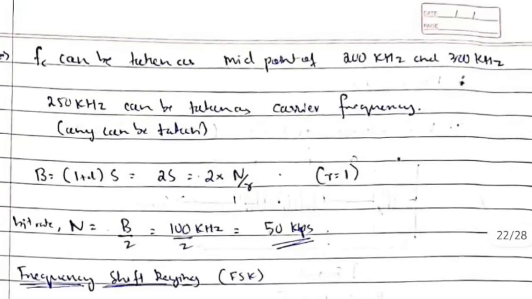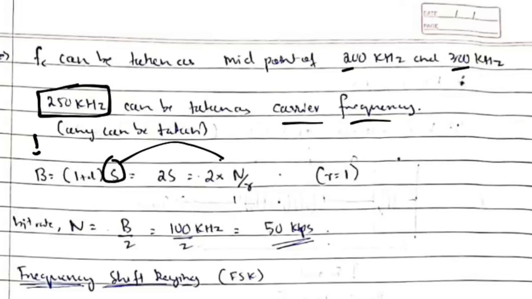So let's see, the carrier frequency can be any value between 200 and 300. For instance, take 250. That's the carrier frequency, and we have to find out what N is. Using the formula B is equal to (1 plus D) into S, substitute the value of S as N by R. By that you can find out N. R is 1, so we get the value of N as 50 kilobits per second.